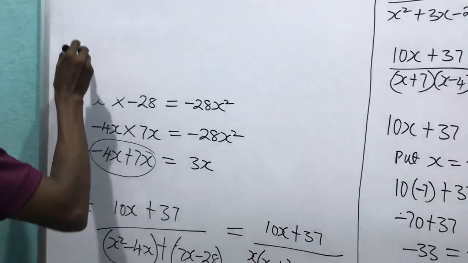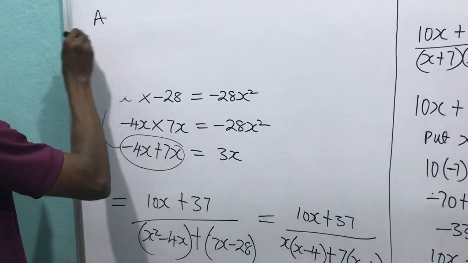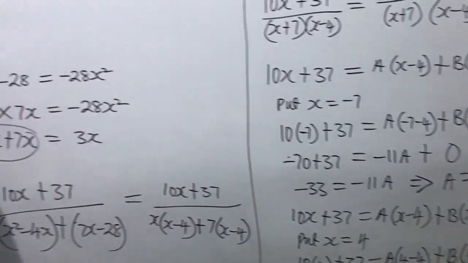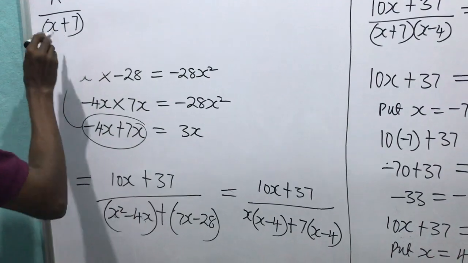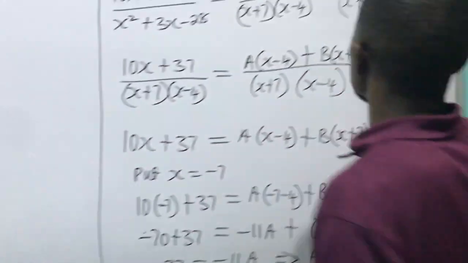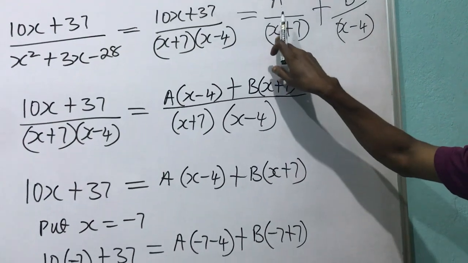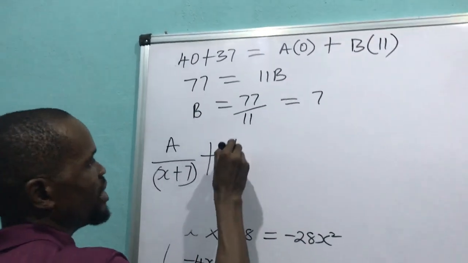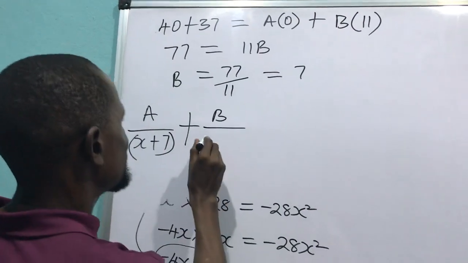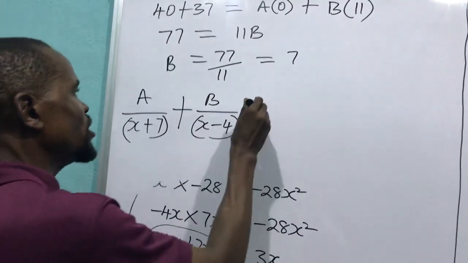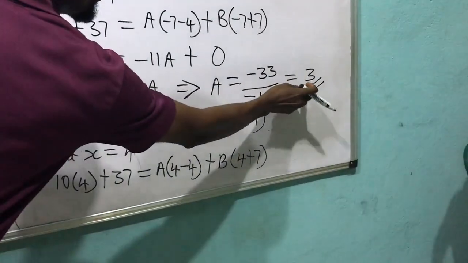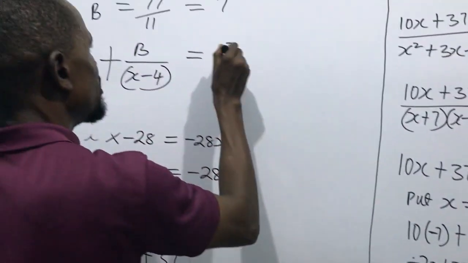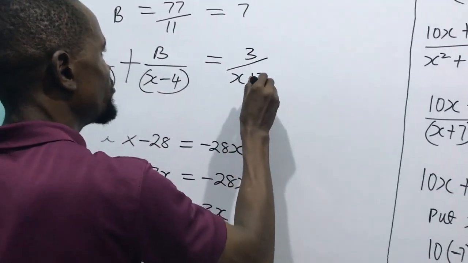The fraction that produced that, which I said before, is A all over x plus 7. Look at the fraction that produces this. We say A all over x plus 7 plus B all over x minus 4. Then now I have gotten the numerators. We got our A to be 3. It becomes 3 all over x plus 7.